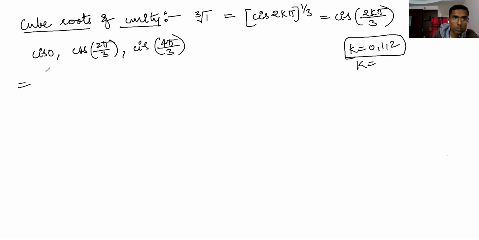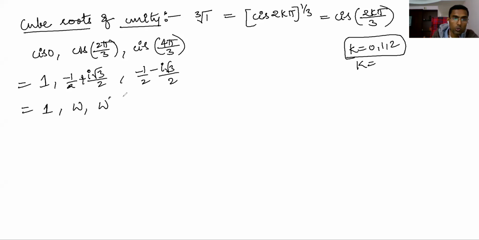The first one equals 1. The next one, you know this one, cos 2 pi by 3 plus i sin 2 pi by 3. Cos 2 pi by 3 is minus 1 by 2 plus i root 3 by 2. Then the last one is minus 1 by 2 minus i root 3 by 2. This one we take as 1, this one we take as omega, this one we take as omega square.